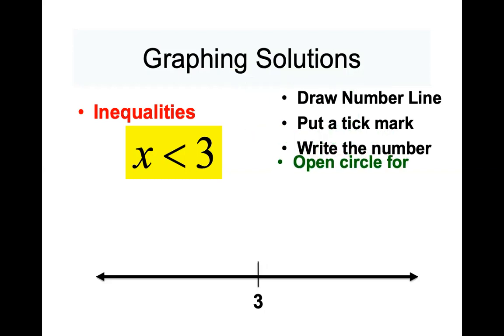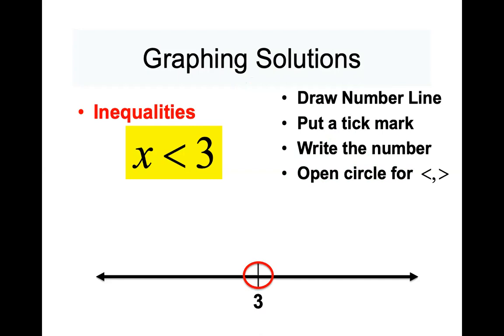Now this one's a little bit easy this year because we don't do less than or equal to or greater than or equal to. Next year you're going to have to know whether it's an open or a closed circle. Just so you remember, an open circle means the answer does not include 3. Closed circle would mean the answer includes 3. Right? All right, how do we know to shade left or right, Macy?